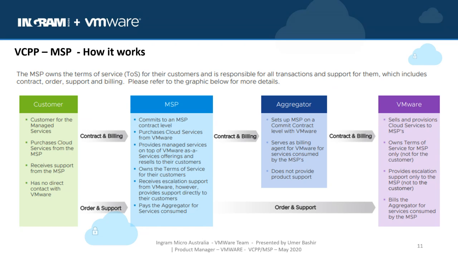The difference between the rental model versus the MSP model is that in the rental model, we'll be looking at your reports and reviewing your product usage and help you grow in certain segments if we can. But in this case, you'll have a lot more control. Aggregators will be just looking after your reporting. Serves as a billing agent for VMware for services consumed by the MSP.